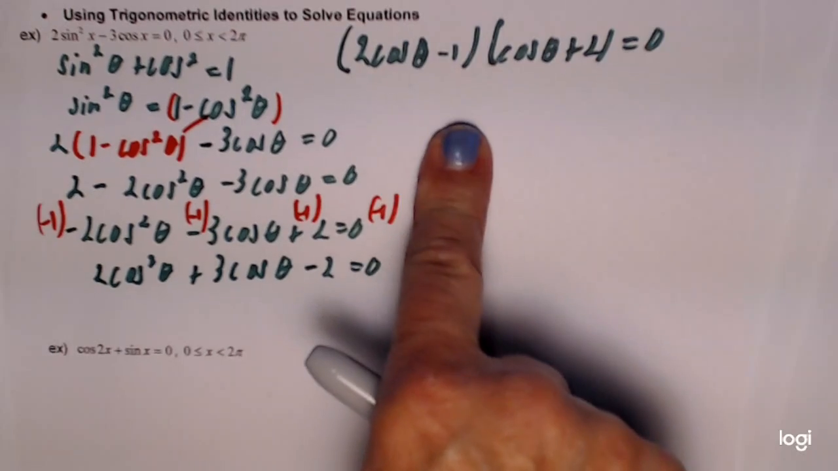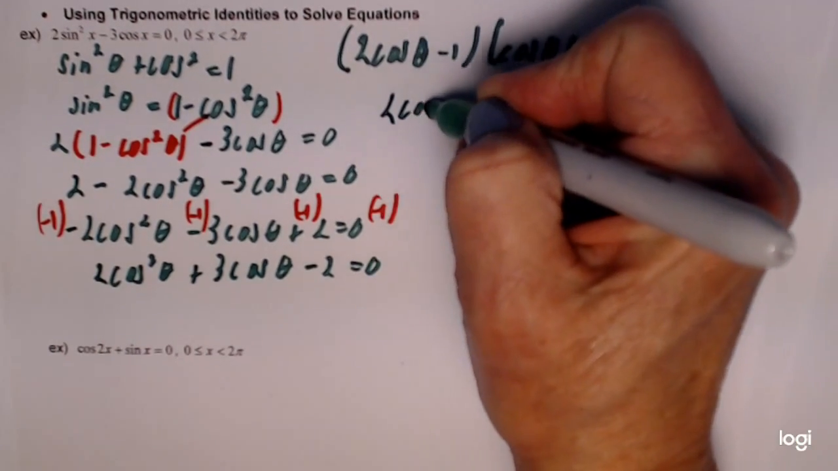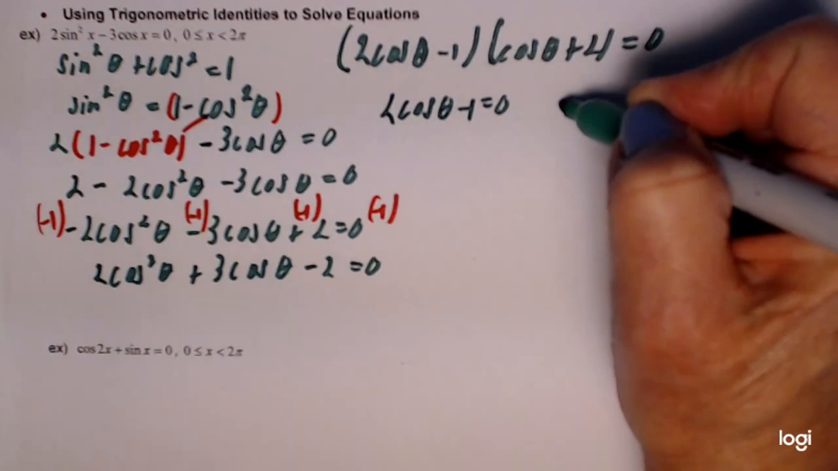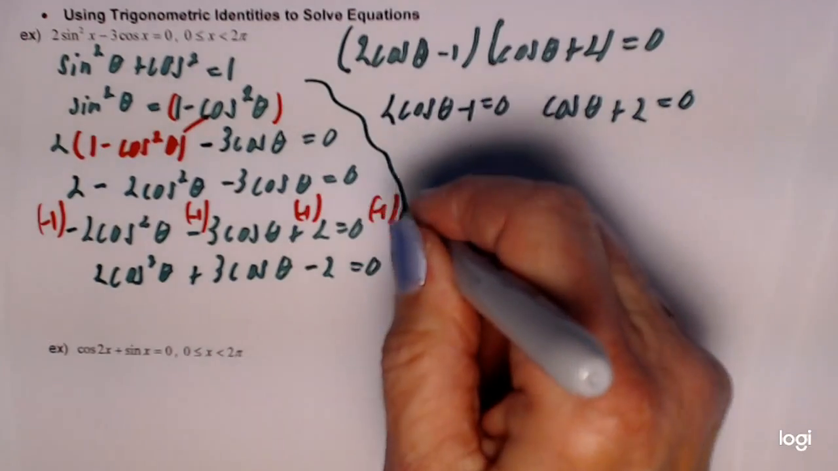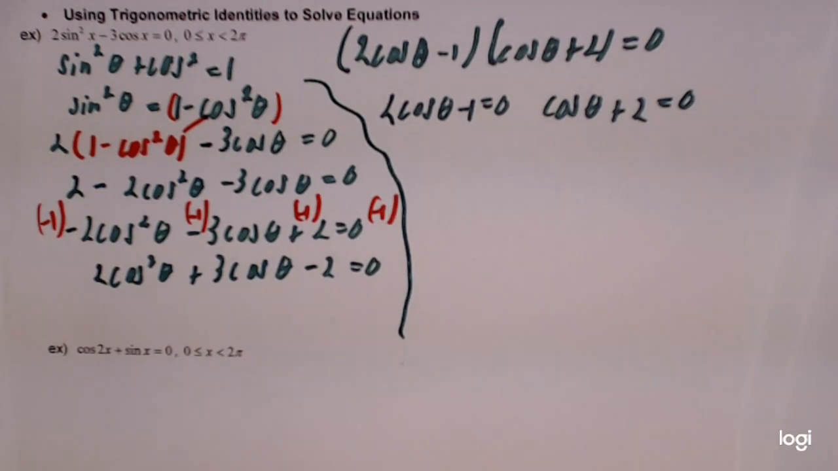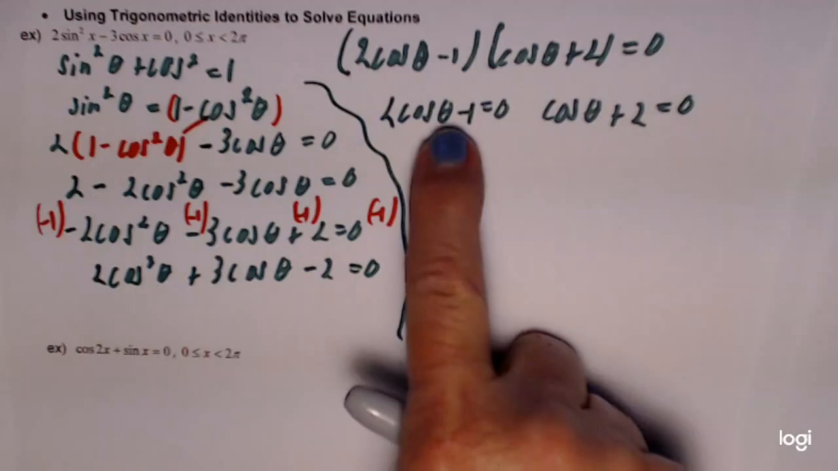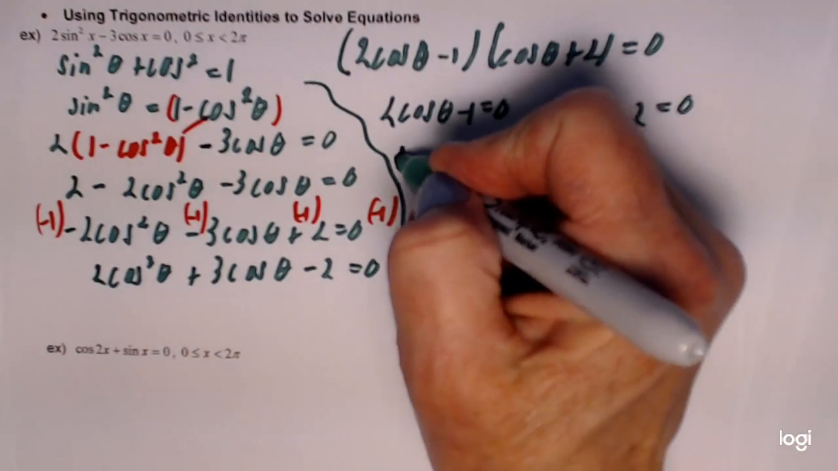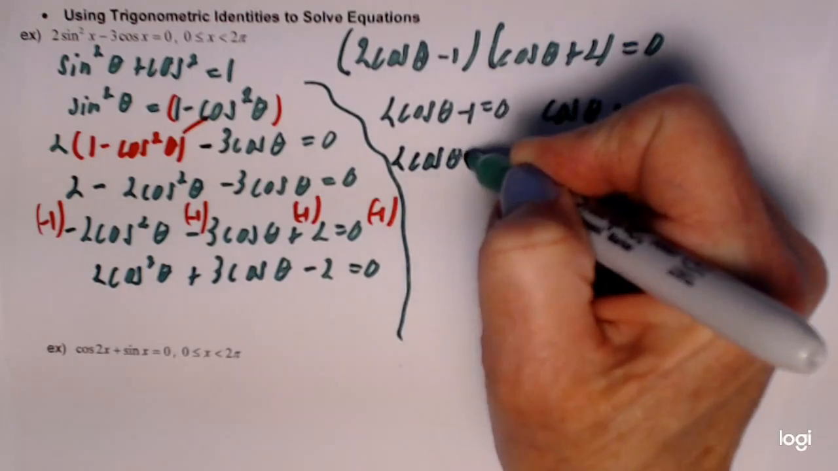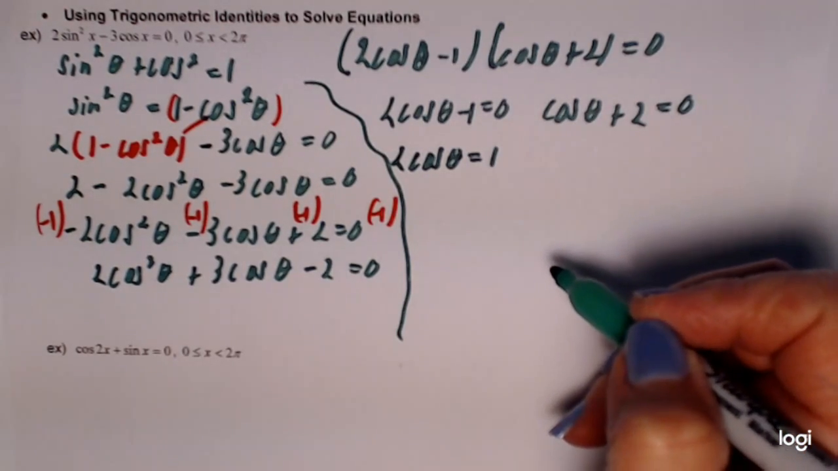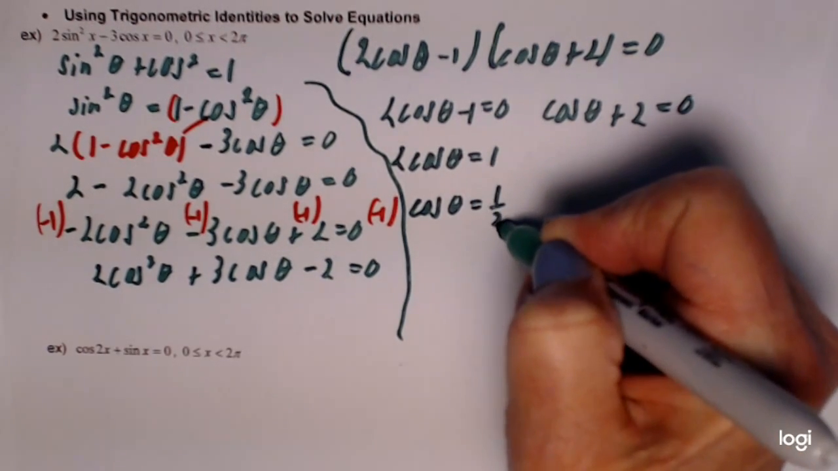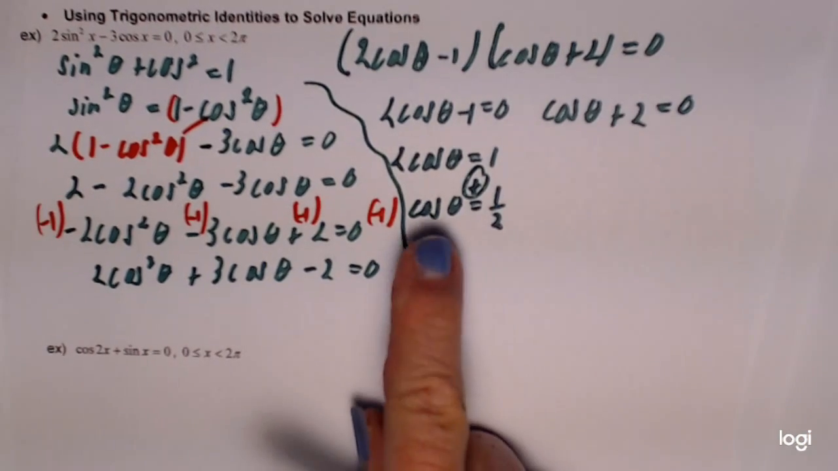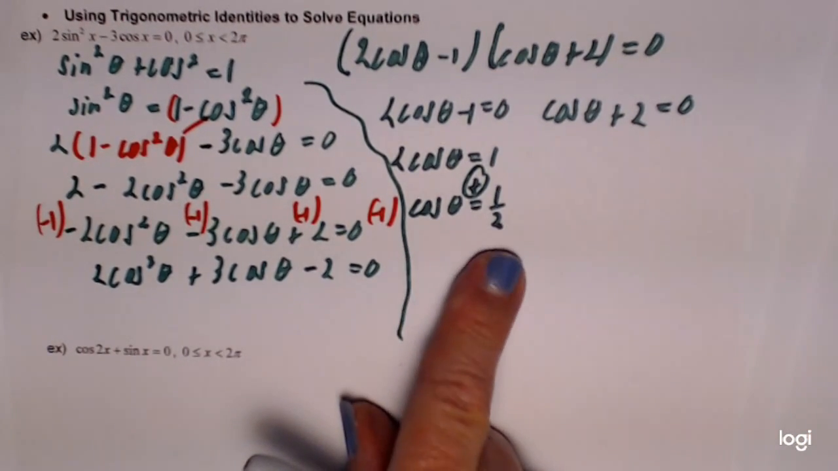Now, as we know, each of these becomes its own equation. So 2 cosine theta minus 1 equals 0, and then cosine theta plus 2 equals 0. So let me make my line there so we can follow what we're supposed to do here. Solving this first equation, let's add 1 to both sides of the equation. So 2 cosine theta is equal to 1. And then last but not least, we divide both sides by 2 to get cosine theta is equal to 1/2.